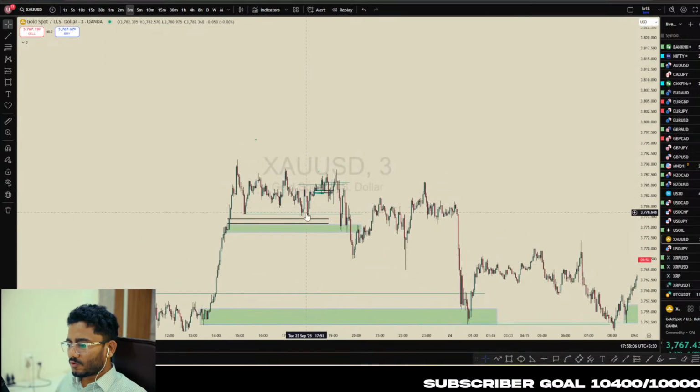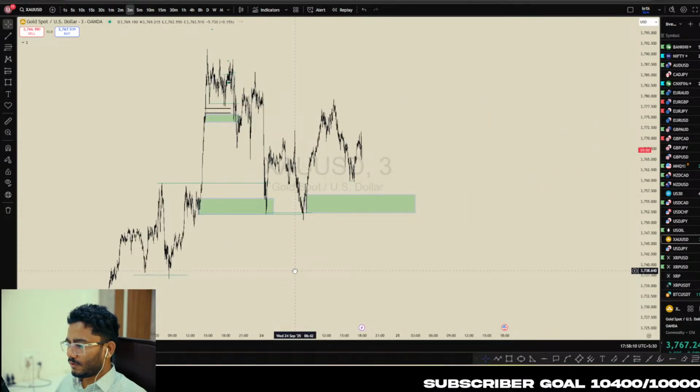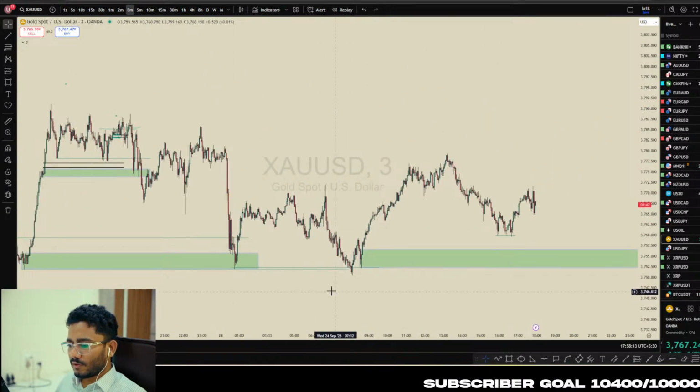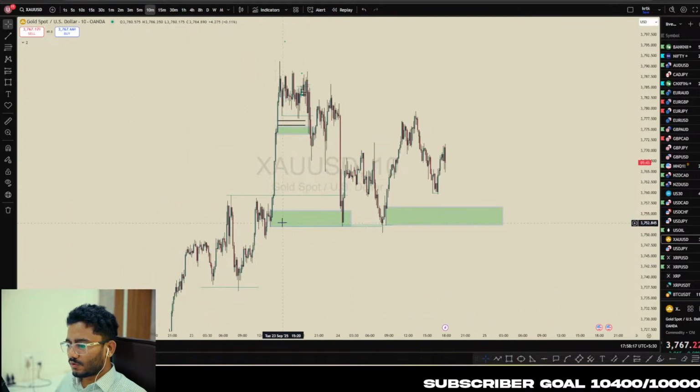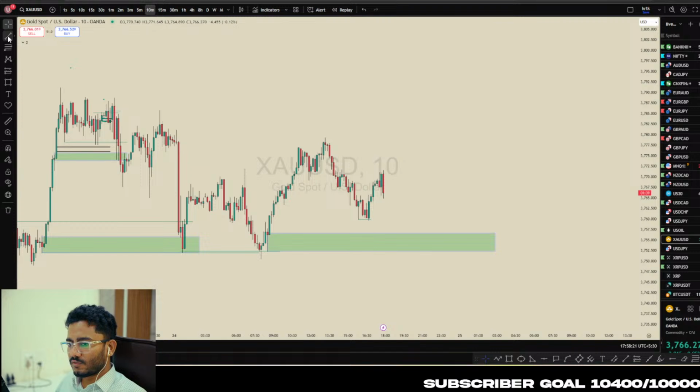I was waiting for price to sweep out this liquidity, and then I was looking for a breakout, but that didn't happen. Here, right now, price has swept two lows. So we have these equal lows. This and this order block is mitigated. Then price swept the liquidity, creating a change of pattern. So price has reacted from this zone.